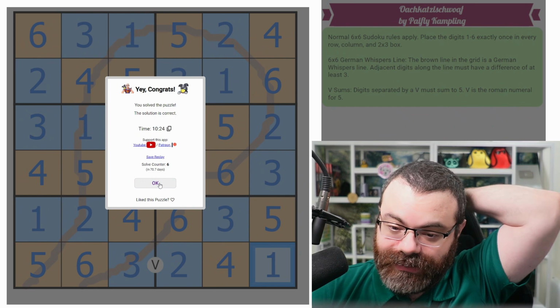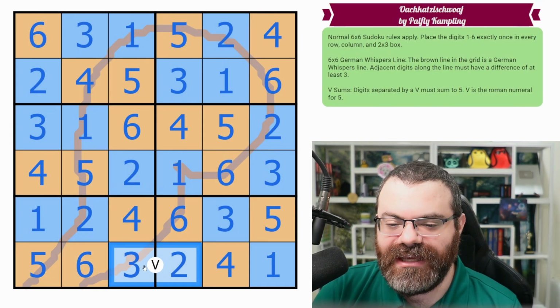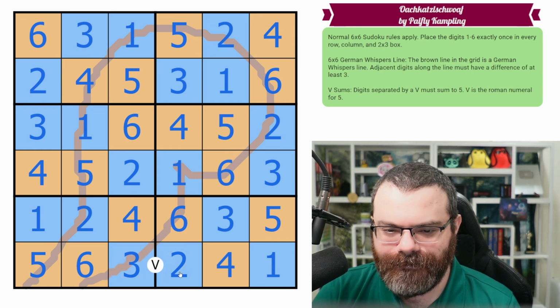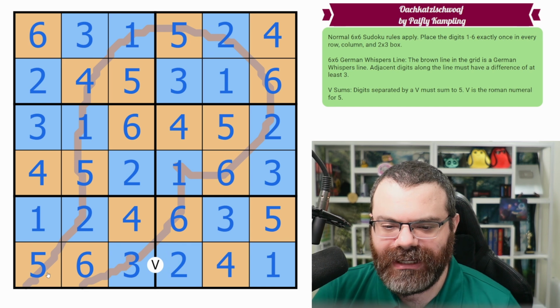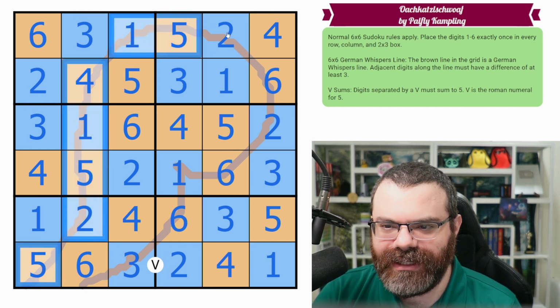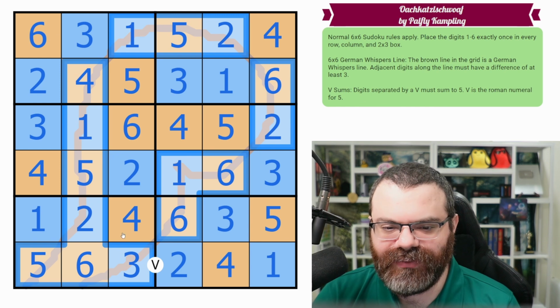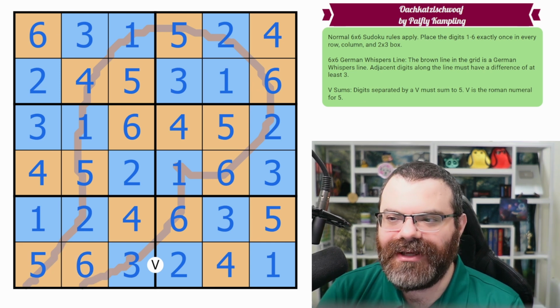Correct solution. Very nice. That was really interesting. The interaction that this V did a whole lot of work, which was neat. Quite enjoyed that. There were surprisingly few cells along this squirrel's tail that couldn't be 3 or 4, which was interesting as well. But there were just enough that we figured out these couldn't be 3 or 4. And that really did it. We were off to the races after that. So that was really neat.